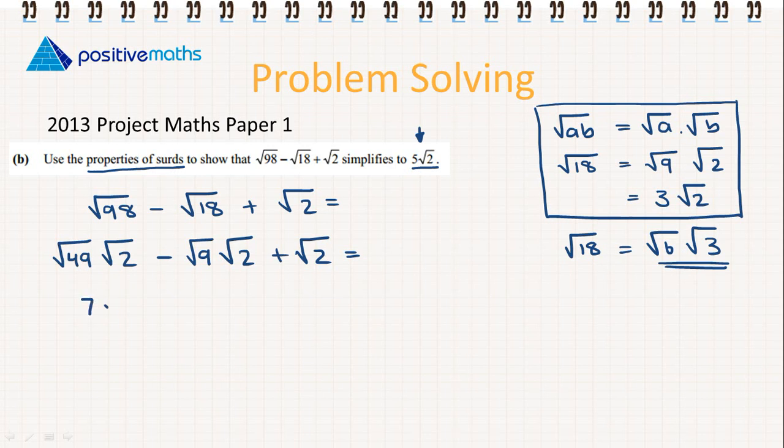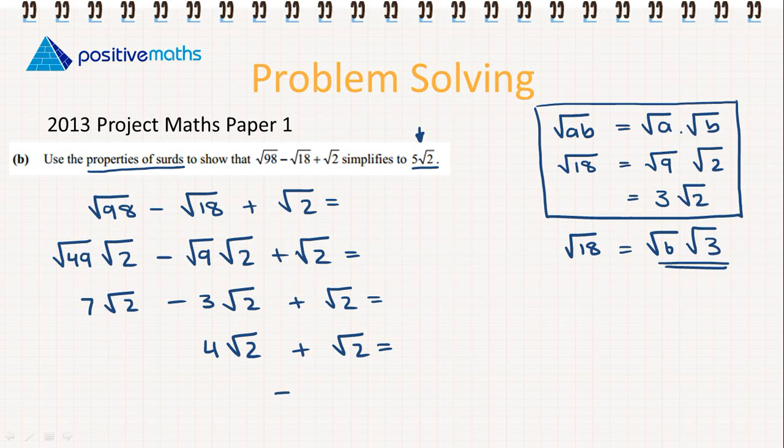Okay, so our next line is going to be 7 times the square root of 2 minus 3 times the square root of 2 plus the square root of 2. So 7 times the square root of 2 minus 3 times the square root of 2 is going to give us 4 times the square root of 2 plus the square root of 2, and that's going to simplify to be 5 times the square root of 2. So therefore we have simplified, and we have found 5 times the square root of 2.